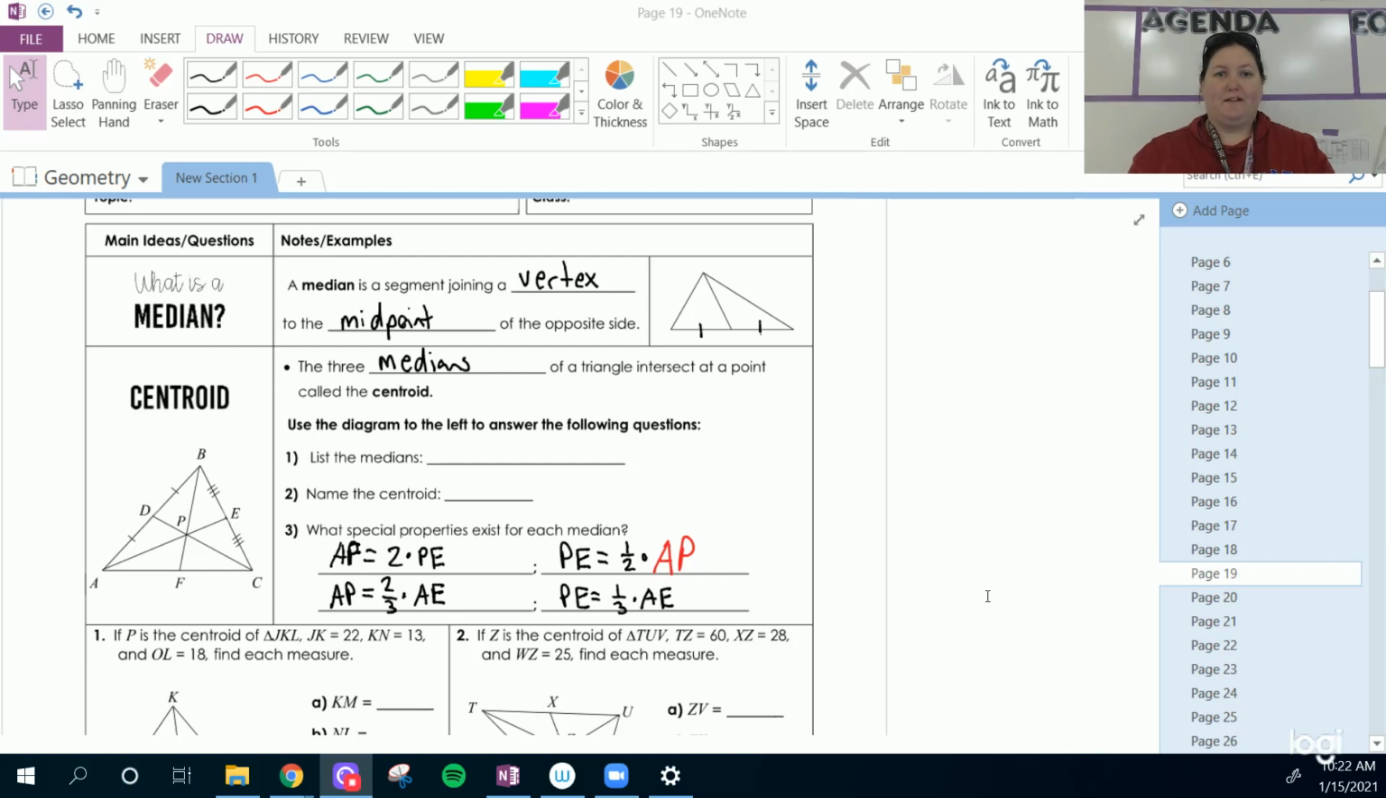Hello ladies and gentlemen, today we're going to be talking about the median, centroid, altitude, and orthocenter. So today we're going to start with the median.